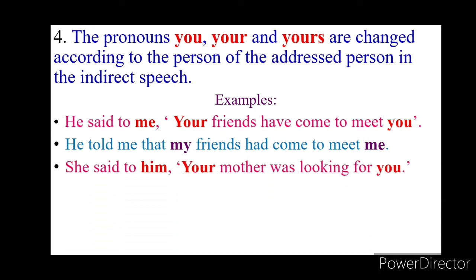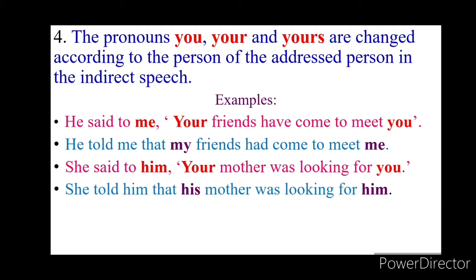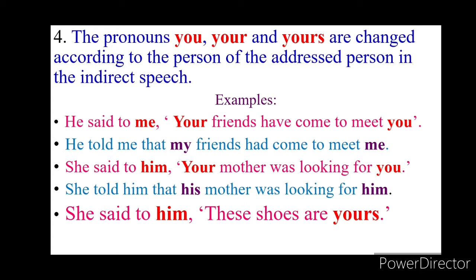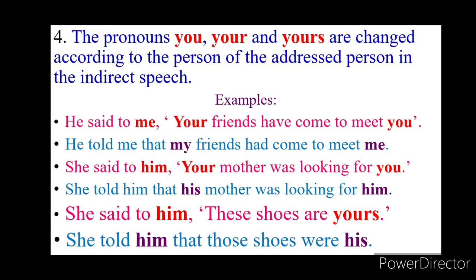Another example, she said to him, "Your mother was looking for you." In indirect speech, she told him that his mother was looking for him. So, she said to him, and thus it is his mother. Another example. She said to him, "These shoes are yours." She told him that those shoes were his. As it is him, and thus those shoes were his.